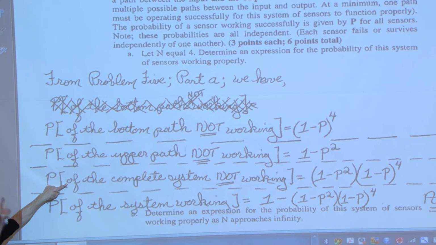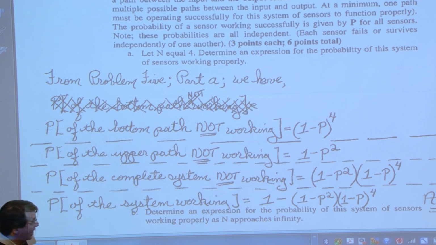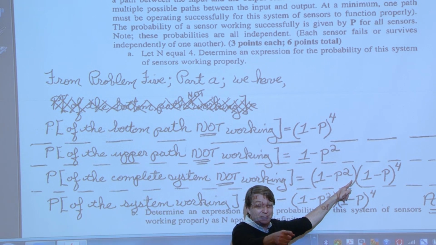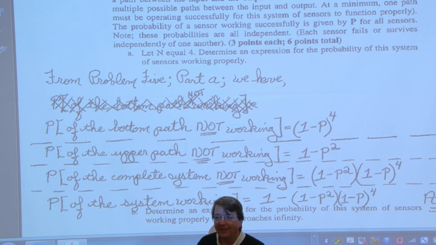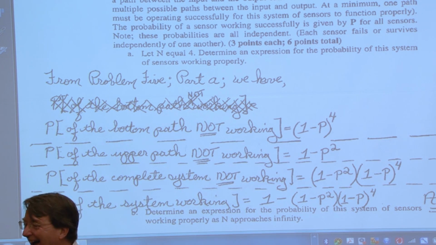The probability of the whole system not working is the upper path and the lower path not working, which is this. Lastly, what's the probability of the system working? 1 minus that. Whoa! How did we do?